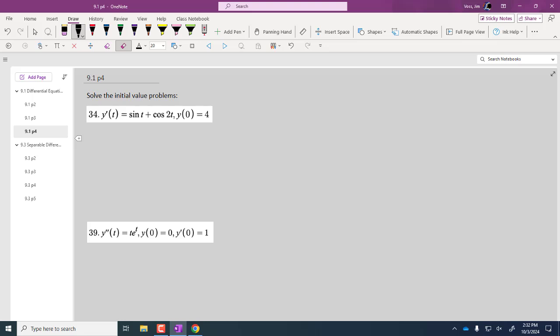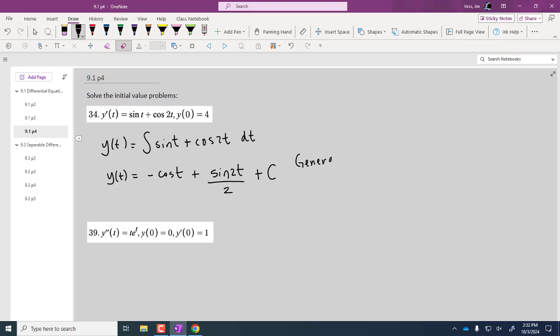All right, so let's see. I'll do this one, you guys can do the next one. We're going to integrate both sides. So y of t is going to be the integral with respect to t. So this will be negative cosine t plus sine of 2t divided by 2 plus c. So this is the general solution.